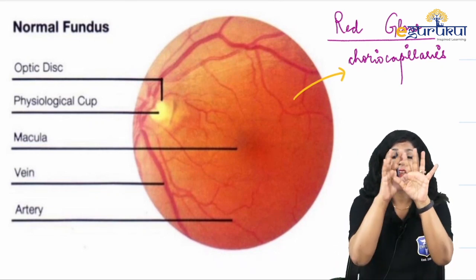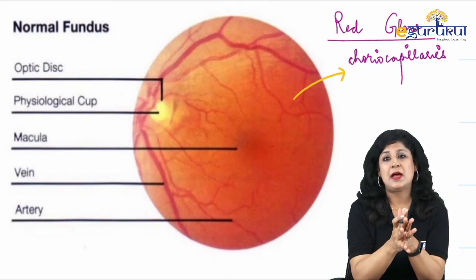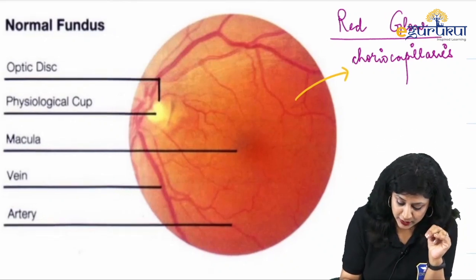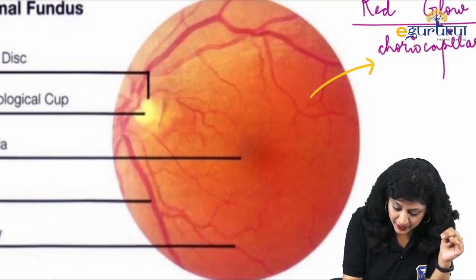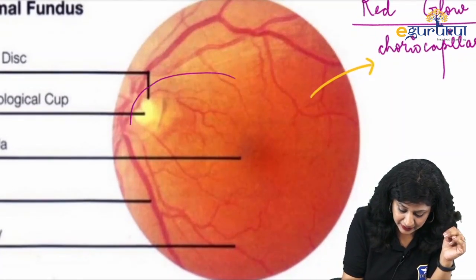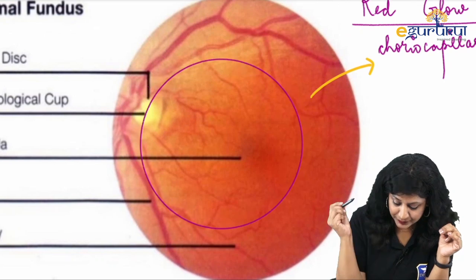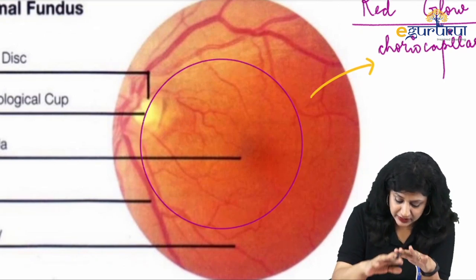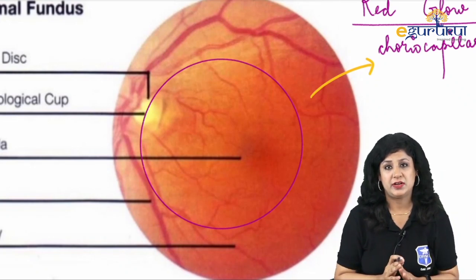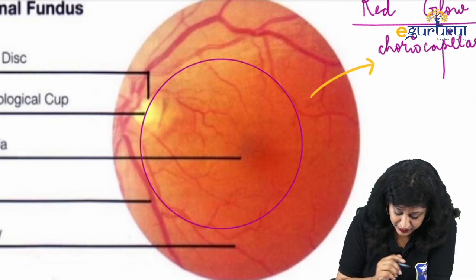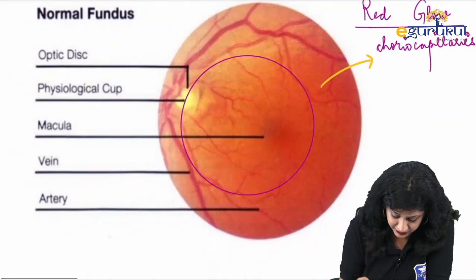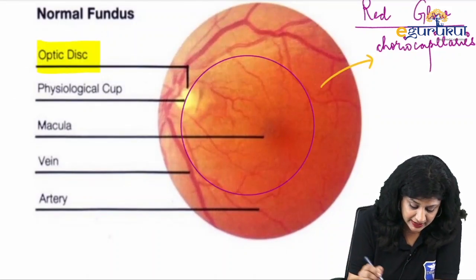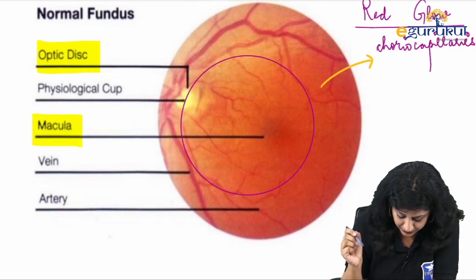Okay. Now when I see the whole of the retina, broadly I can divide it into two parts. If you look at this part, one is the central part of the retina, and the other is the peripheral part of the retina. Now, if you look at the central part of the retina, we have two major things: one is your optic disc and another is your macula.